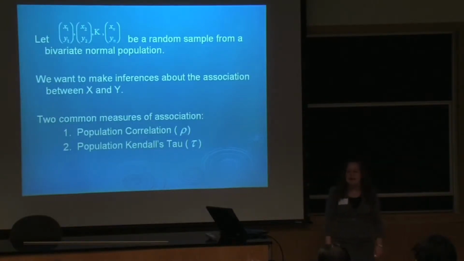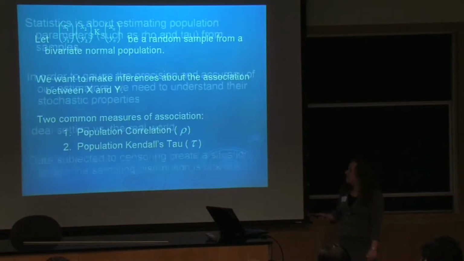So we need to begin by taking a sample from a bivariate normal population. This means we have two values, an x and a y. We would assume that there's an association between the x and y, and want to be able to make inferences about this association. In statistics, there are two measures of association. We have population correlation, which is represented by rho, and also population Kendall's tau, which is symbolized by tau. Even though I worked with both these measures, for the purpose of this presentation, we're going to focus on rho.